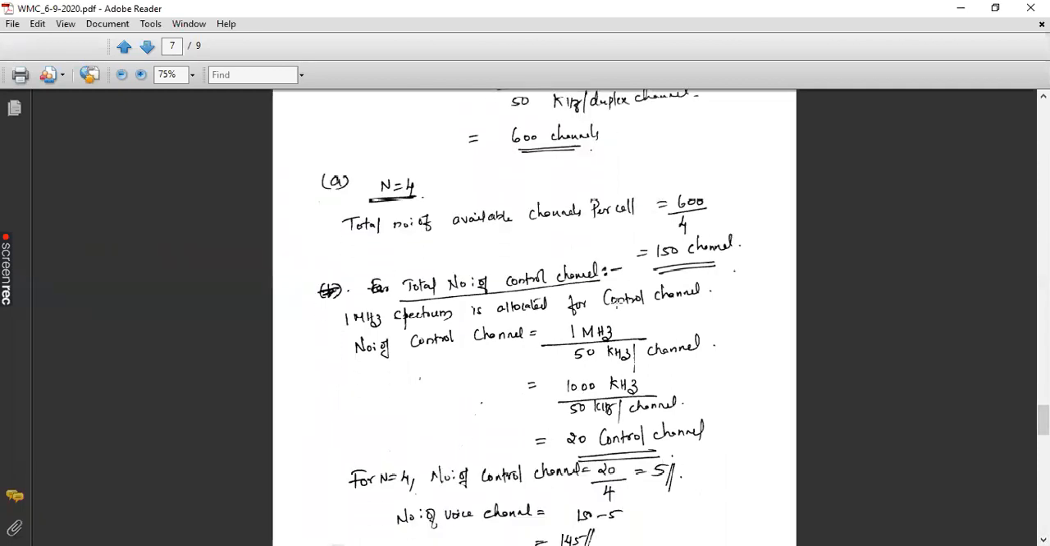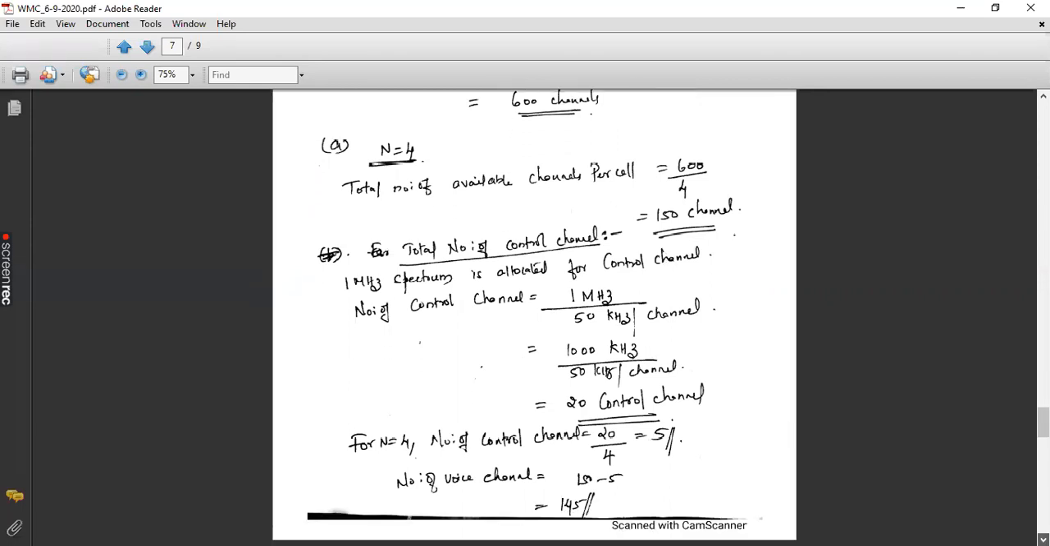Earlier I told you there are 150 channels for each cell. Out of this 150, a few channels can be voice and a few can be control, but control channels should be at least 5 as per the constraint of the question, or the constraint of the design. So control channels should be 5. The remaining channels, 150 minus 5, that is 145 channels, will now act as voice channels.